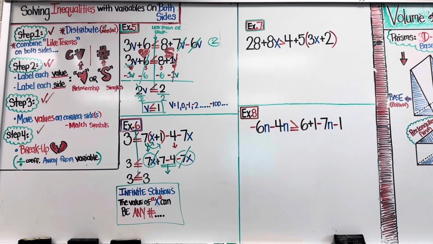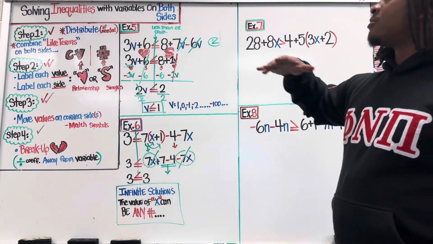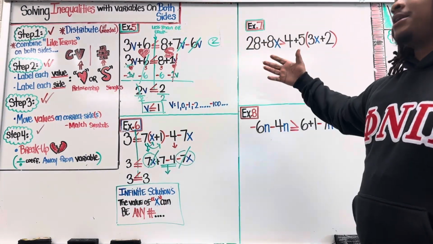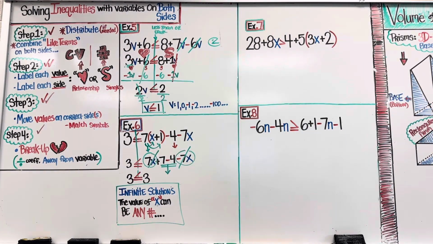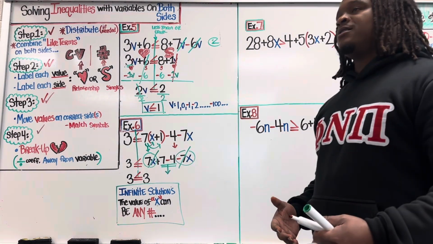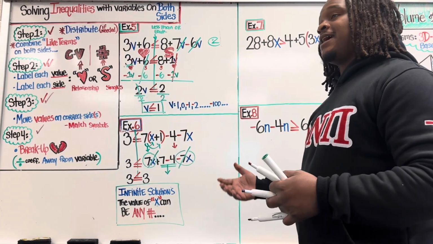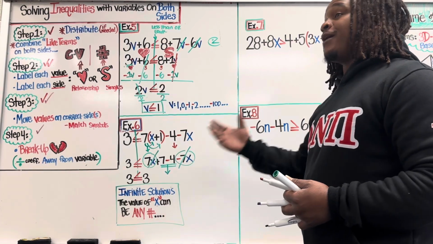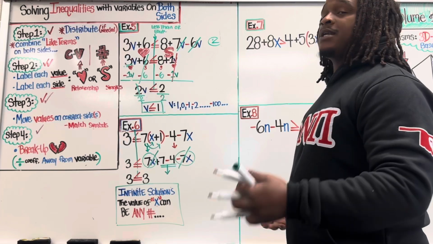Today I want to go over example 7 and example 8 on how to solve inequalities with variables on both sides, or inequalities that have multiple steps. Remember, an inequality is basically describing the potential values of the variable: it could be greater than this, less than this, greater than or equal to this, or less than or equal to that.